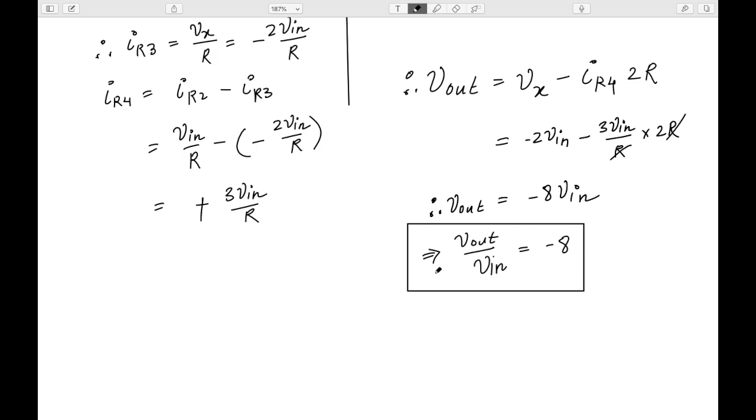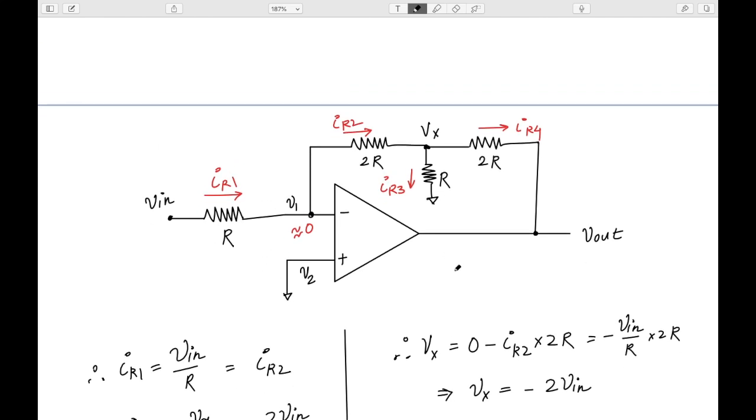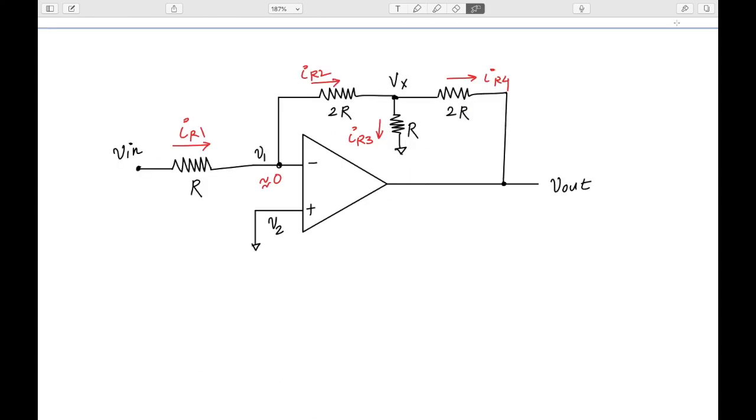V in. Okay, so now let's revisit and see what the mistake was when we tried to short this to ground and why it was a mistake. Because if I try to short this to ground, we'll see the error and also how to rectify this error. So assuming that I can connect these two.